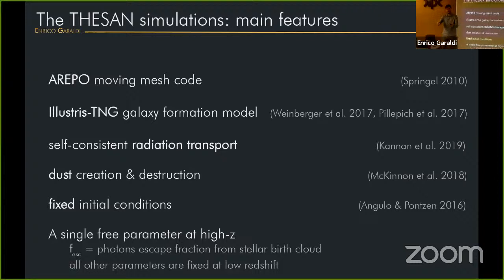how many of the small scales around the birth cloud of a star we actually don't resolve. So we expect these dense structures around the birthplace of stars to absorb photons. We just don't resolve them in the simulation. So we put there a number that says, okay, this is the fraction of photons that manages to escape the structures we don't resolve.